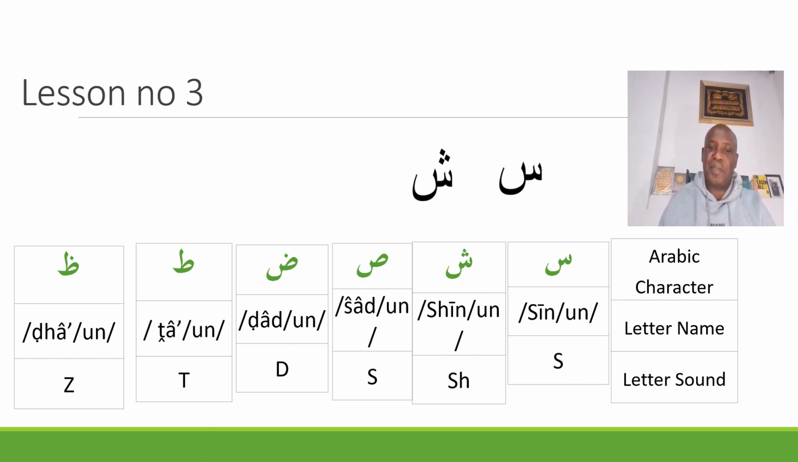Then Shīn. As you can see here, it's pronounced Shīn, and it's SH. Then you have Swād, pronounced Swād, which is more like an S also. So the pronunciation between Swād and Sin is almost similar, so we need to know these differences.